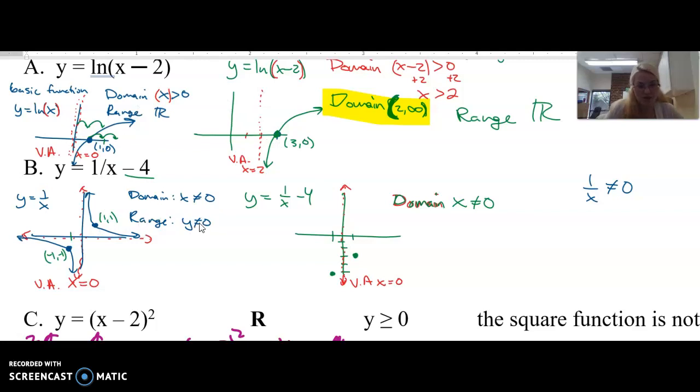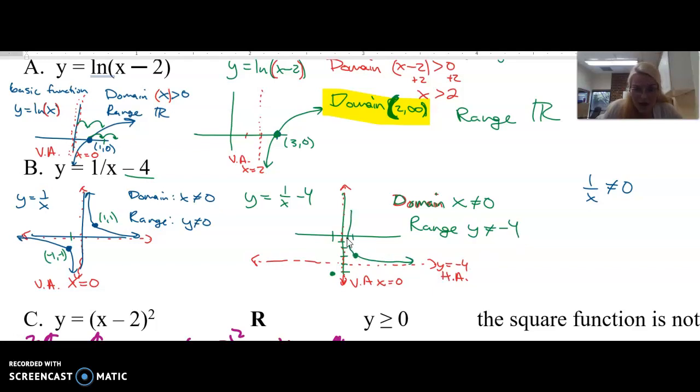Is my range, do I still have a horizontal asymptote at y equals 0? No, think about it. As I let x go to infinity, this whole piece gets so small it basically goes to 0. So negative 4 is what I'm going to be approaching. I'm going to have a horizontal asymptote now at y equals negative 4. That tells me my range is in fact y can't equal negative 4. It's everything except negative 4.